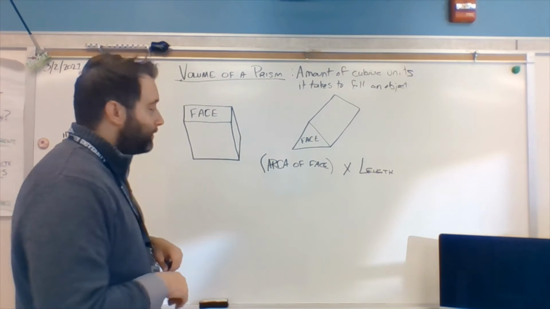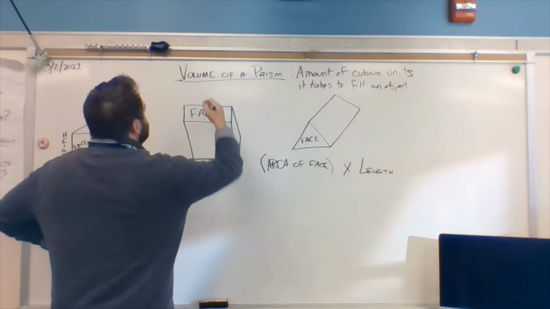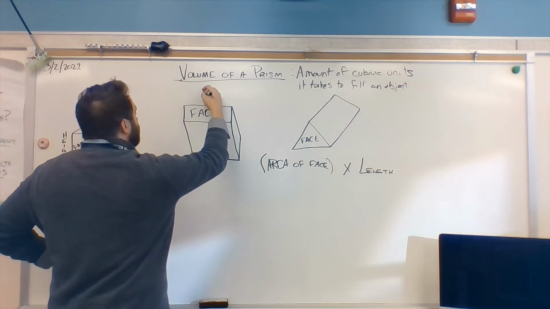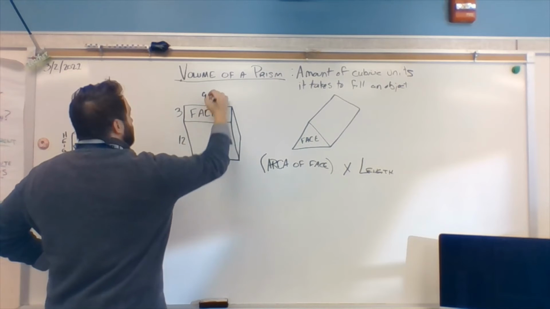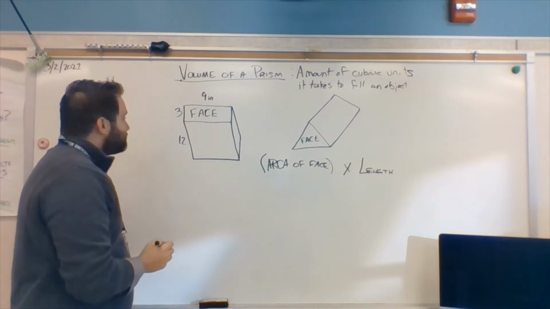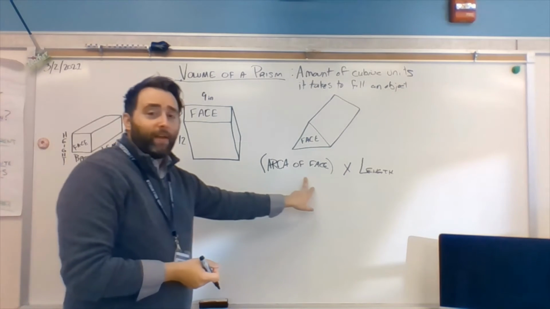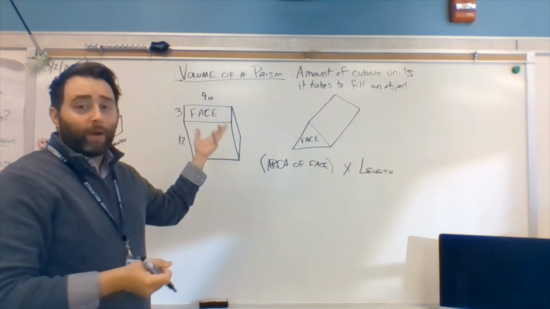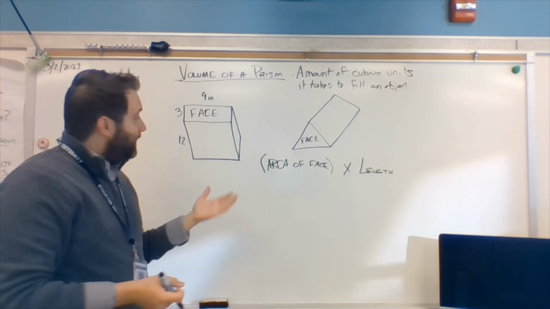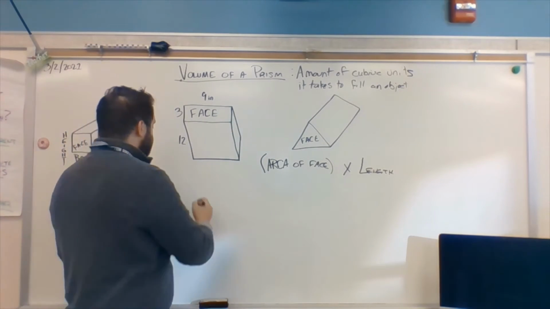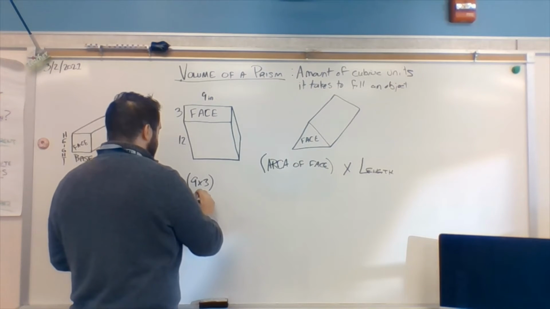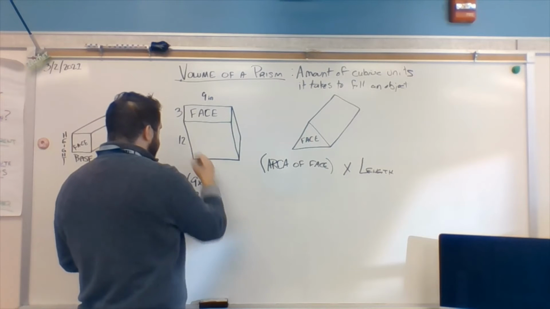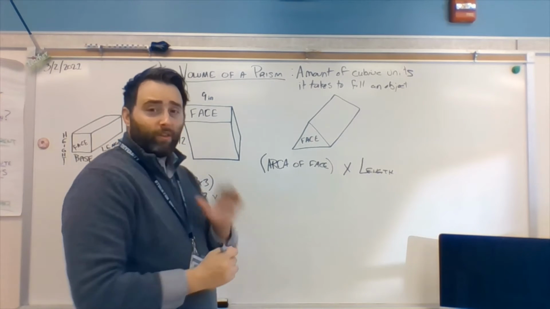Okay, let's move on. Let's try this one. So let's give it some numbers. I got a calculator? Yeah. Let's do 9 and 3, and we'll call this 12. And I'll do it in inches. So the area of my face. What's my face here? It's a rectangle. So I'm going to get the area of my rectangle. 9 times 3 is 27. So boom, that's the area of my face, which is 27. I'm then going to multiply that by how long it was. 27 times 12?